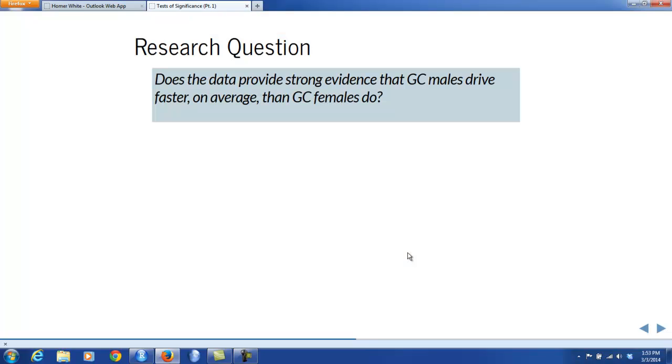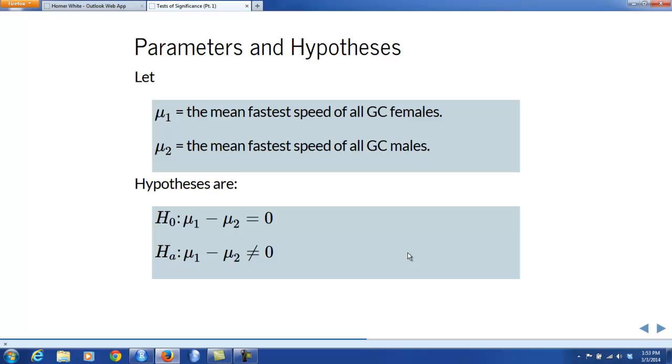So thinking again about the Math 111 survey data, does that data provide strong evidence that Georgetown College males drive faster on average than Georgetown College females do? Again, we define our parameters and state hypotheses. Let's let mu1 be the mean fastest speed of all Georgetown College females, and mu2 be the mean fastest speed of all Georgetown College males.